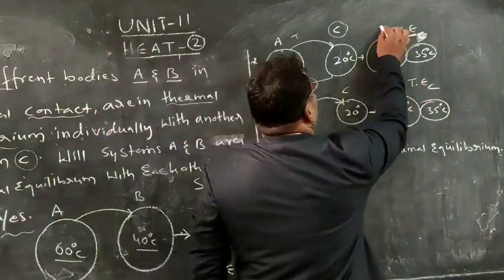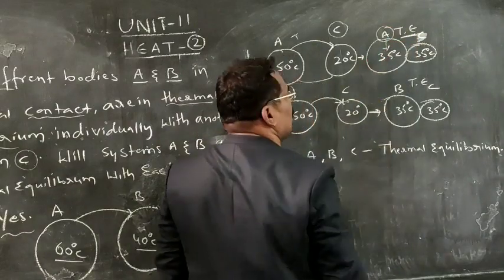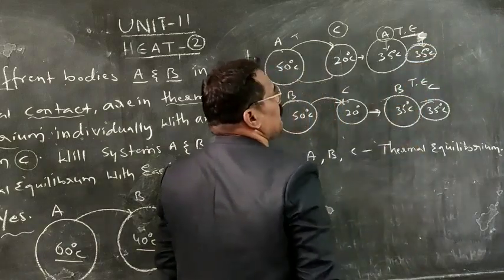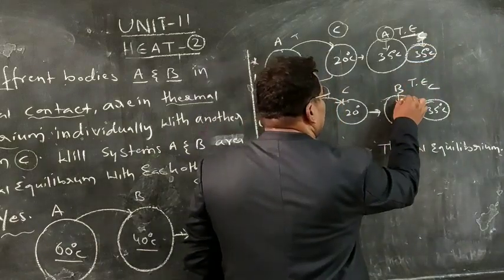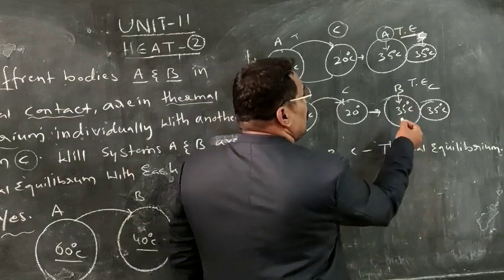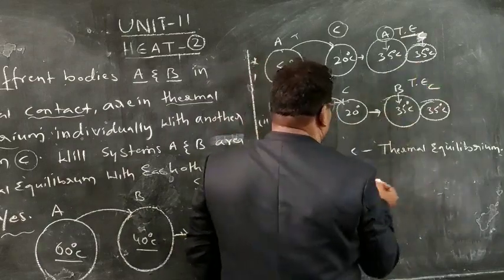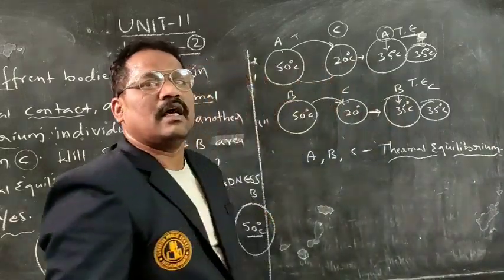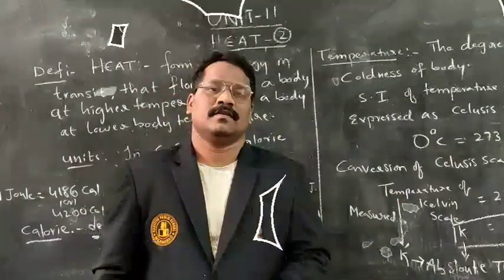Observe carefully. A body is at a constant temperature of 35 degrees. C body is also at a constant temperature of 35 degrees. B body is also at a constant temperature of 35 degrees. Therefore, A, B, C are nothing but what? They are in thermal equilibrium.